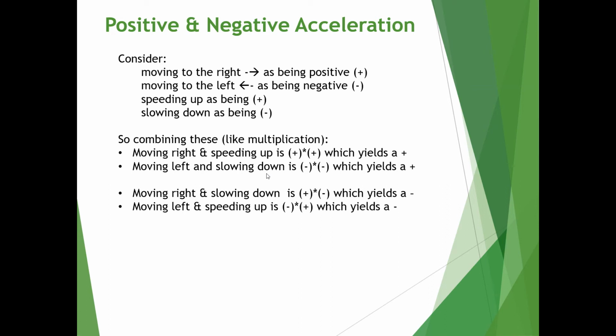If you have moving right and slowing down, it's essentially a positive times a negative, and that's going to yield a negative. And if you move left and speed up, it's going to be like a negative times a positive, and that's going to yield a negative.